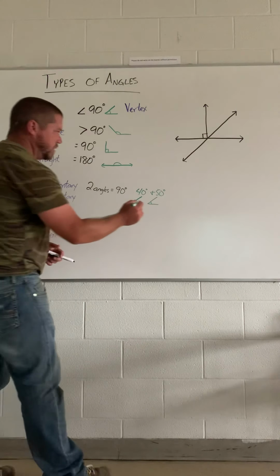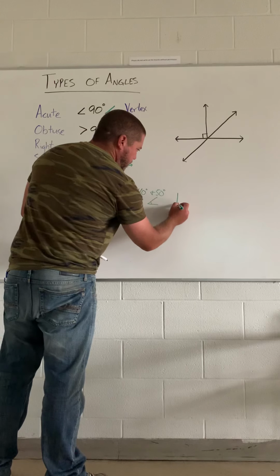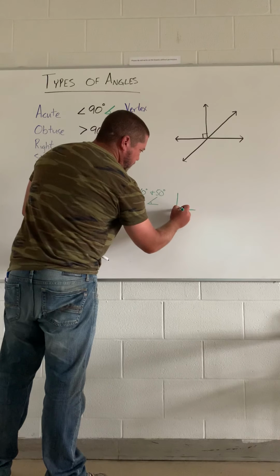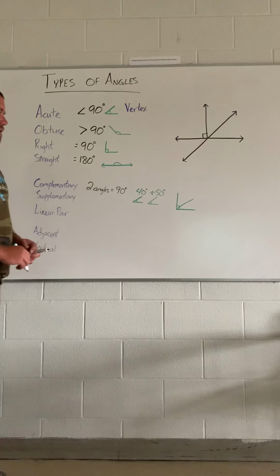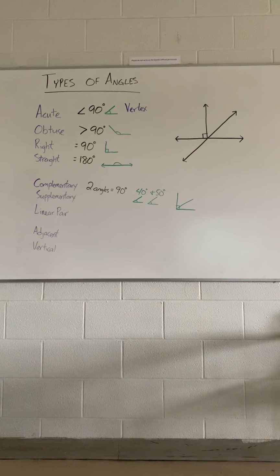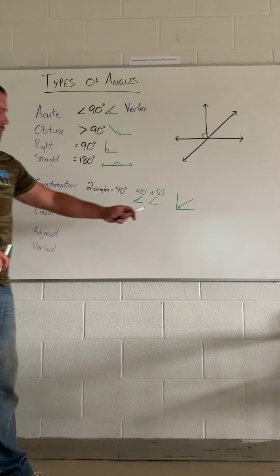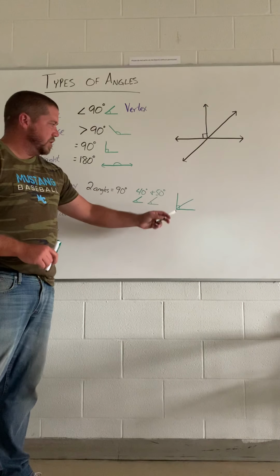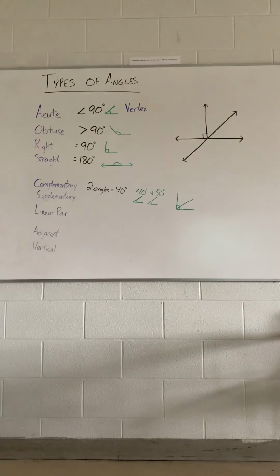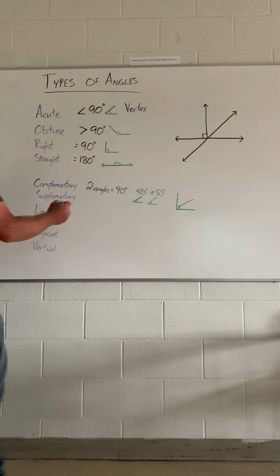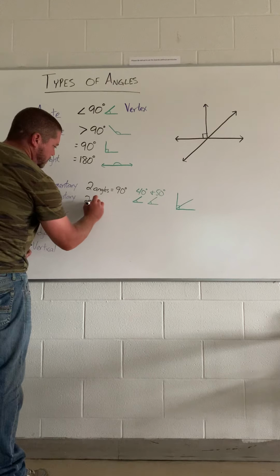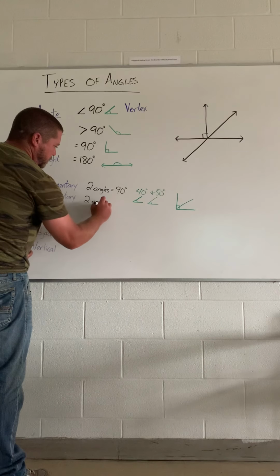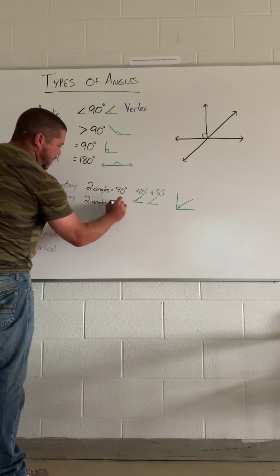You may also see a shape that looks like that. And that's close to a 40 and a 50, but you've got two different angles that are beside each other that total 90. So for supplementary, we've got two angles that total 180 degrees.